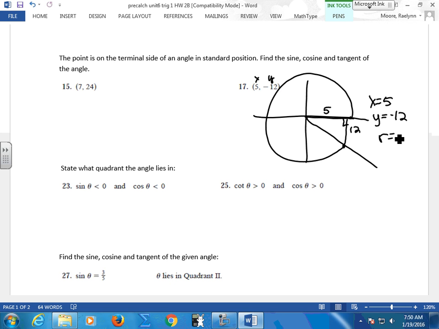Pythagorean theorem. And does anybody recognize this one? 13. This is one of your triples. Or you can absolutely do 5 squared plus 12 squared equals r squared. If it's a known triple, you don't have to show that work. There's a couple that you'll see over and over again, like 7, 24, 25. And then from there, can you do all your sines and cosines? You only have to do the 3 for these.